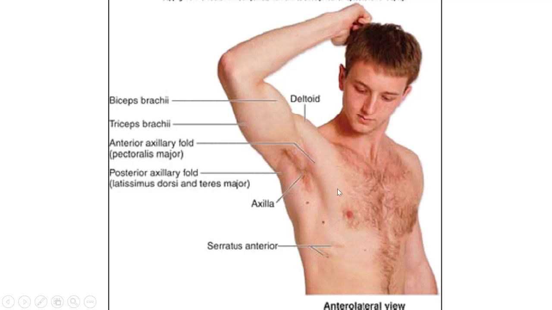Now, the posterior wall. The posterior wall is formed by subscapularis above, teres major, and latissimus dorsi. The medial wall is formed by the upper four ribs with their intercostal muscles and the upper part of the serratus anterior.